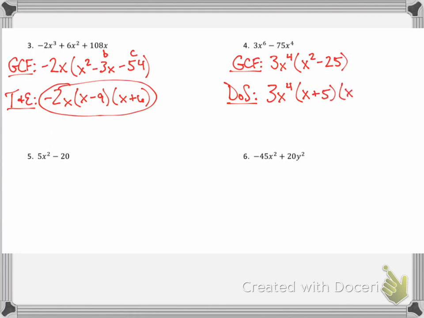X plus 5, x minus 5. You take the square root of each term. They look pretty much the same. One gets an addition sign, one gets a subtraction sign. Once I've done that, I am factored as far as I can. The final answer would be 3x to the fourth times x plus 5 times x minus 5.